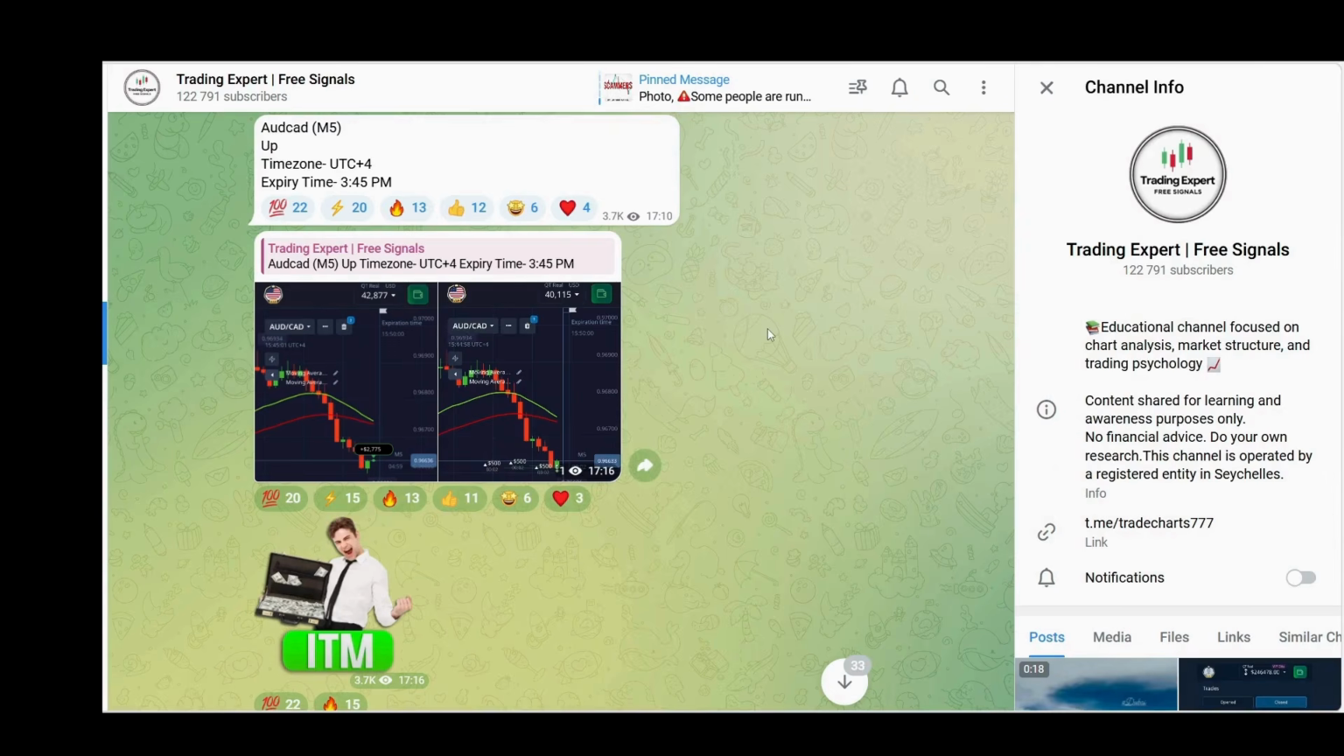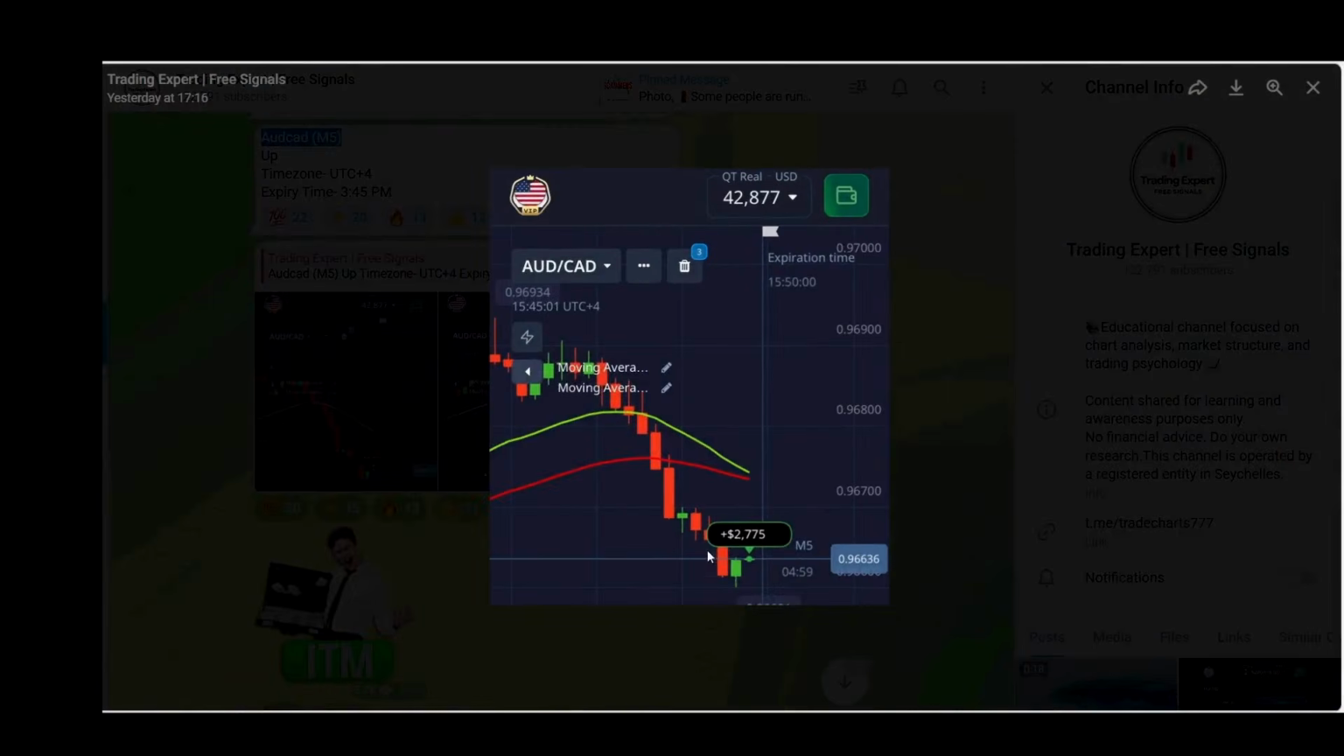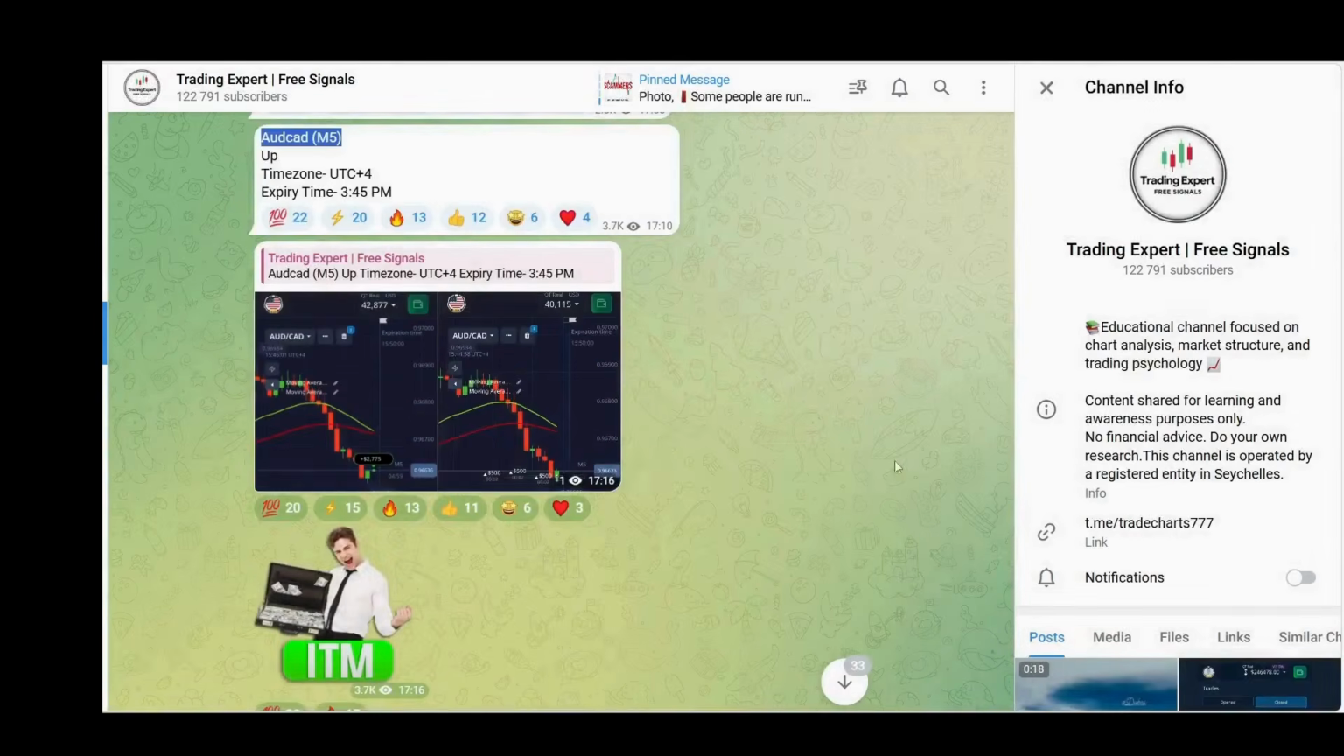So let's get started with the video. This was the first trade that we provided in the free group on AUDCAD for a call side, upside move. The logic behind this trade is that you can see a downtrend, and after that, there was a strong support level. From that level, we provided a signal for the upside move, and this was a clean win.